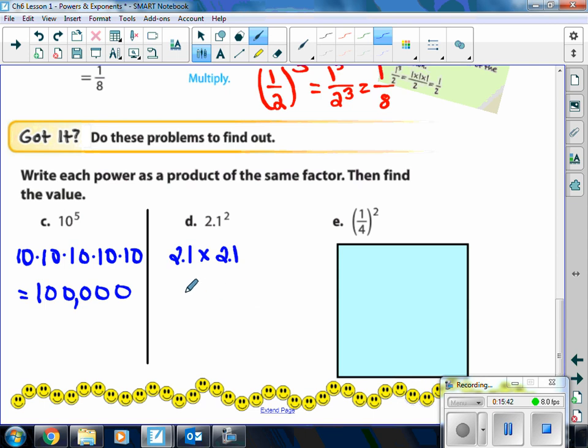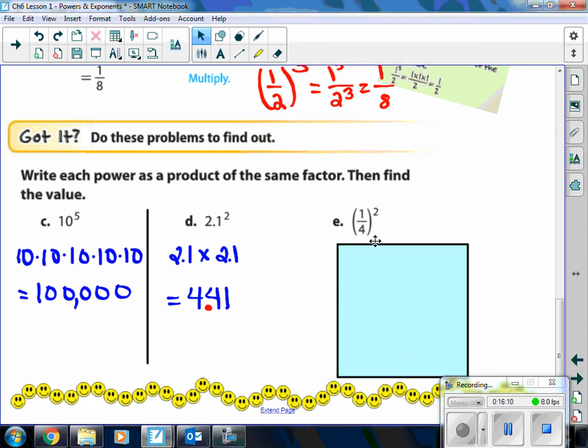441, right? So 21 times 21 is 441, but now we need to place our decimal, right? How many numbers behind the decimal in the problem? 2. So, how many numbers behind the decimal in the answer? 2. So, 2.1 squared is 4.41. You got that? All right, do letter E on your own.